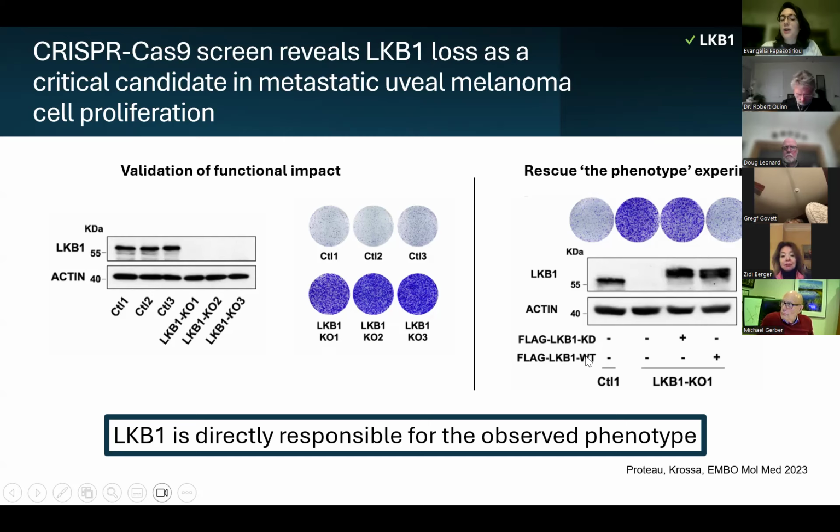But when they added back the wild type and restored probably the molecular cascades inside the cells, then the level of proliferation drops back to the same level as the control. We say that the rescue experiment works like an on and off switch. And so these experiments, and many more that they show in the paper, indeed reveal that LKB1 is directly responsible for the observed phenotype.